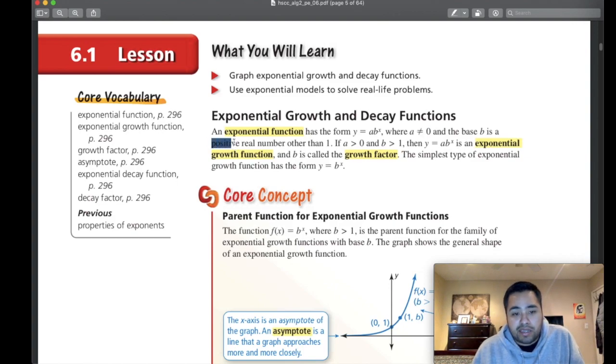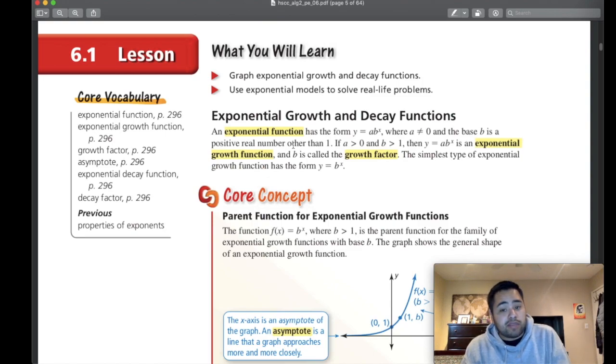Now, someone may be asking, can b be negative? Now, b can't be negative because that equation would not be continuous. Continuity is something that you're going to learn at a later part of your mathematics career, but just keep in mind that b must be positive.